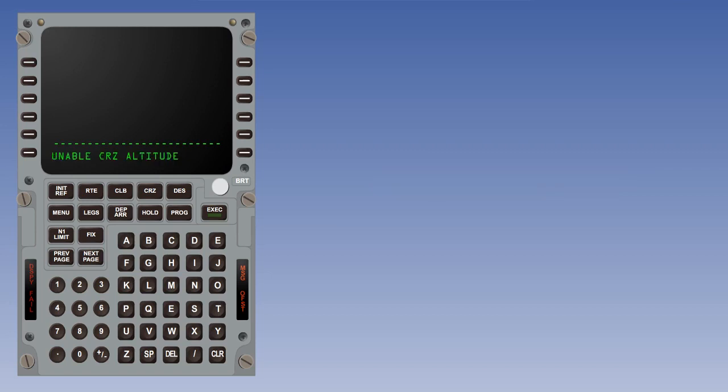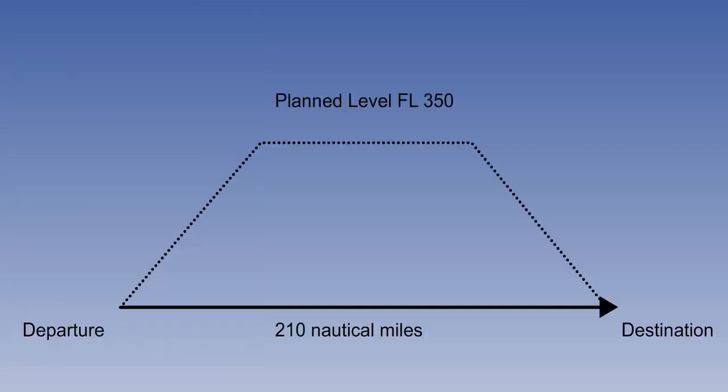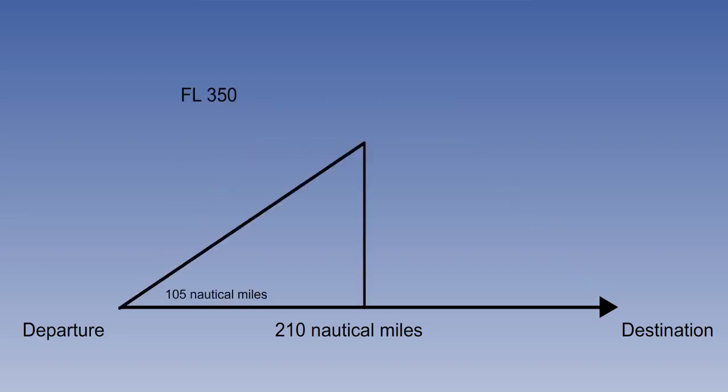Another possible message is Unable Cruise Altitude. This is because the journey is too short for the requested cruise altitude. Suppose the route distance is 210 nautical miles and we select flight level 350. The computer will calculate the distance required for the climb to that level, taking into account weight, ISA deviation and wind. A typical figure would be 105 nautical miles.